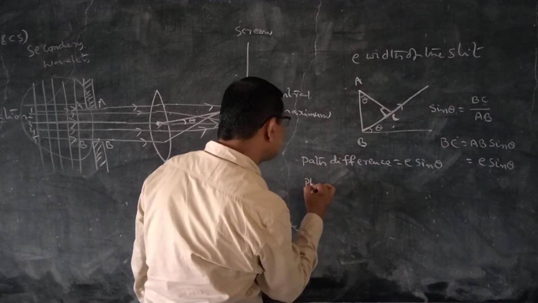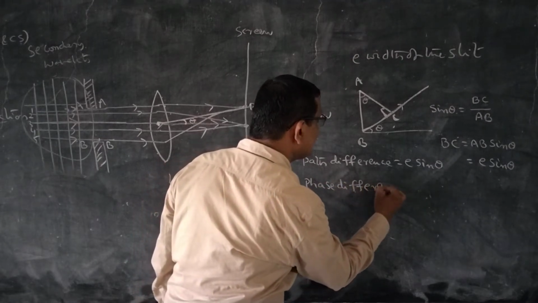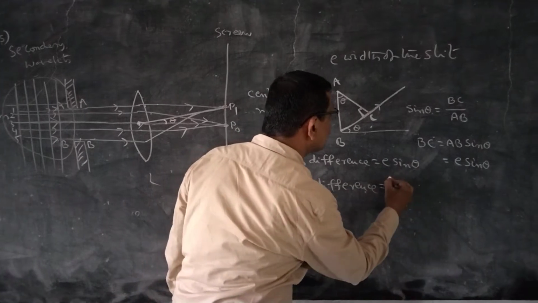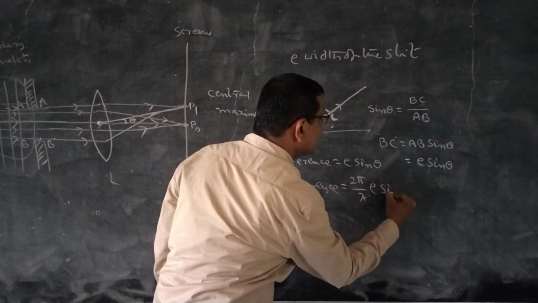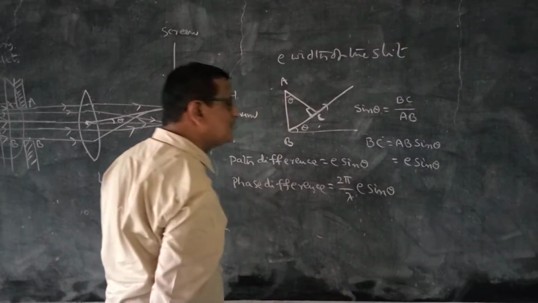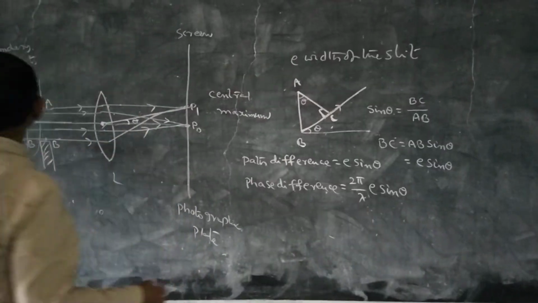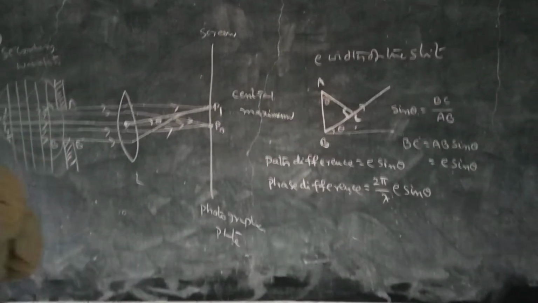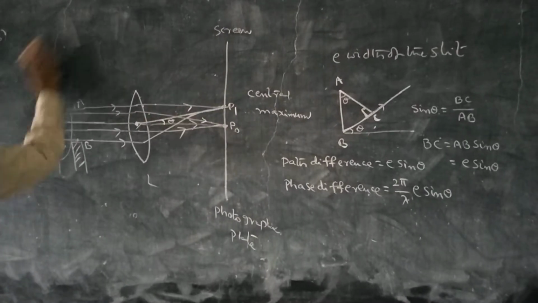Now the phase difference is equal to 2 pi by lambda into path difference. Hence it is 2 pi by lambda into e sin theta. Now suppose there are n equal parts in the slit.